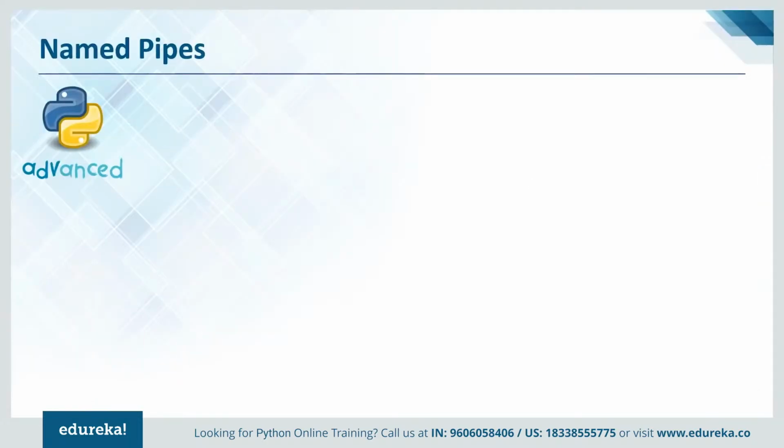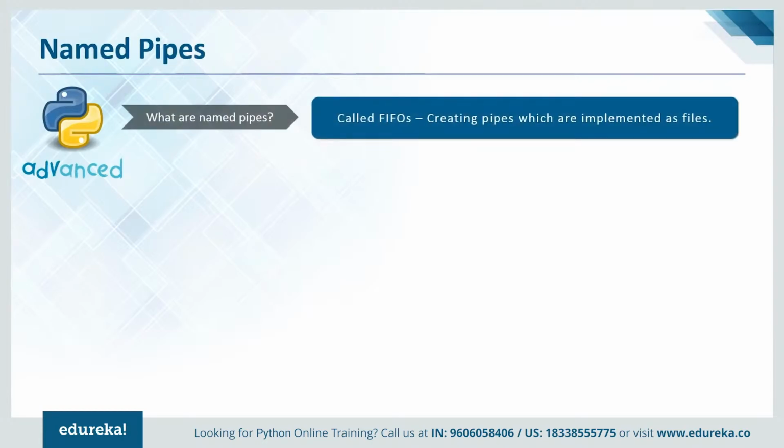So guys, the last concept for today is named pipes. Well, under Unix as well as Linux, it is actually possible to create pipes which are implemented as files. These pipes are called named pipes or sometimes FIFOs. What is a FIFO? First in, first out. So a process reads from and writes to such a pipe as if it were a regular file. Sometimes more than one process writes to a pipe, but only one process can read from it at a time.